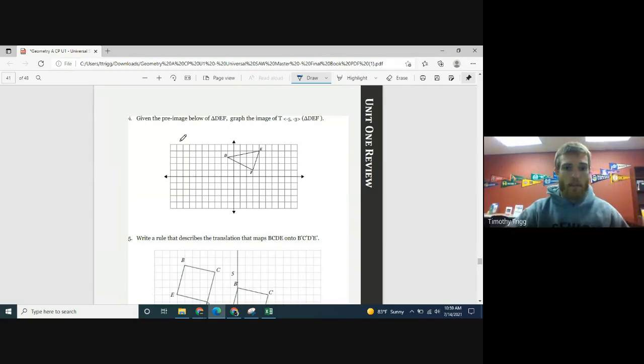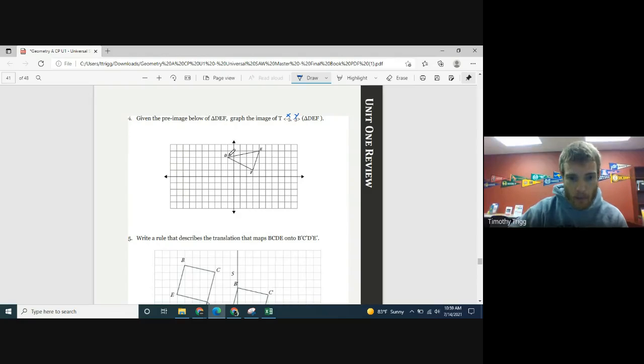Number 4, given the pre-image below, so we're starting with this triangle, DEF, graph the image of T, and then down here we have -5, -3. This capital T means that we're doing a translation. That means we're just shifting the object to create the image. In this case, we're shifting -5, -3. The first number tells you what we're moving on the X, and the second number tells you what we're moving on the Y. So in this case, we're going to move on the X 5 to the left, -5, and then 3 down.